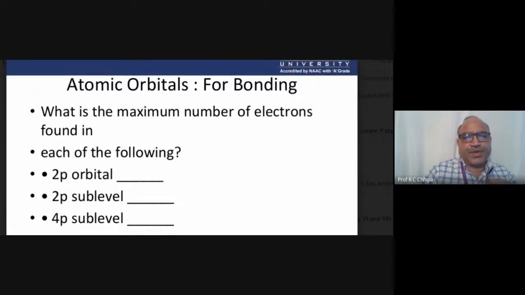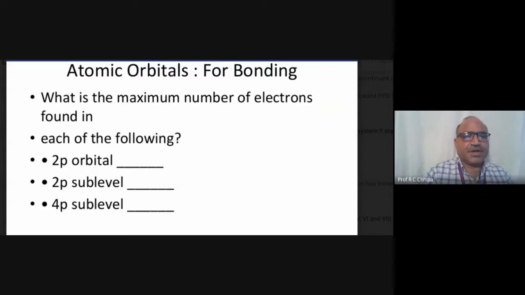So now here is some explanation of the different atomic orbitals: the spherical, the dumbbell shape, the lobes, dxy, dyz, dzx, dx square minus y square, and then dz square. Here the question is: what is the maximum number of electrons found in each of the following?